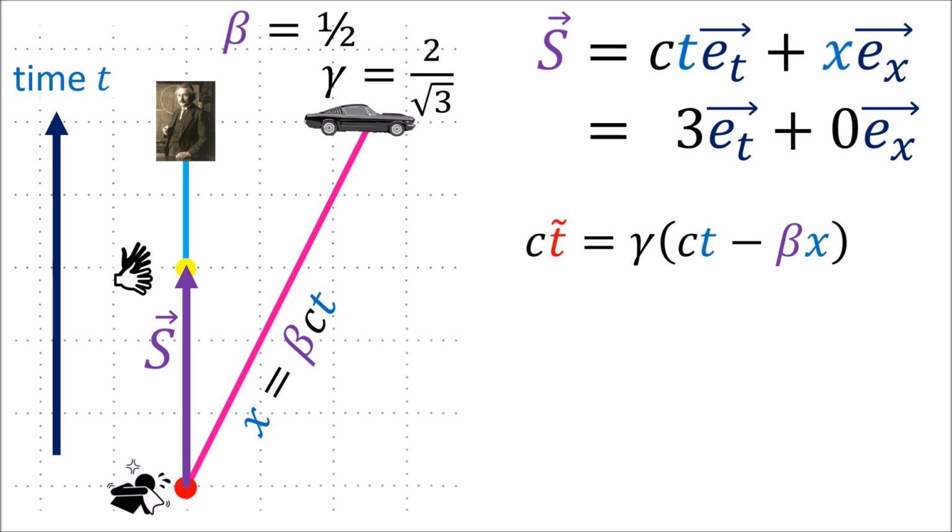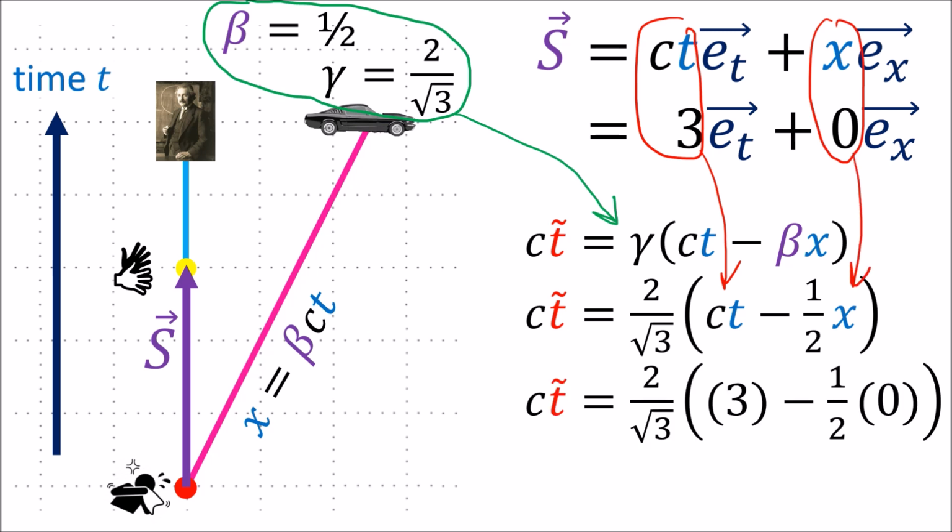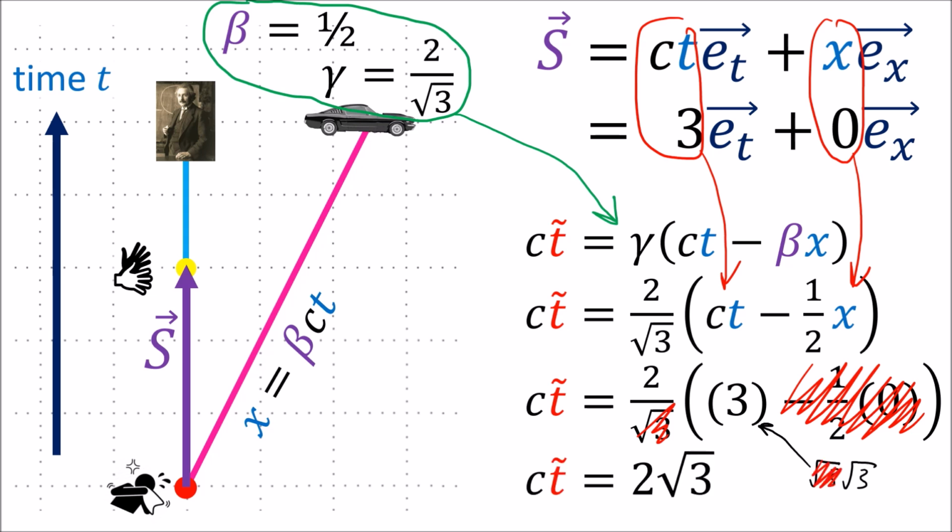First, we'll calculate the component ct tilde, the time of the clap according to the car. We'll start by plugging in beta equals 1/2 and gamma equals 2 over root 3. Then we'll plug in ct equals 3 and x equals 0. So the second term goes to 0, and we're left with 2 over root 3 times 3. The number 3 is just equal to root 3 times root 3. So we can do some canceling, and then we get that ct tilde equals 2 times root 3.